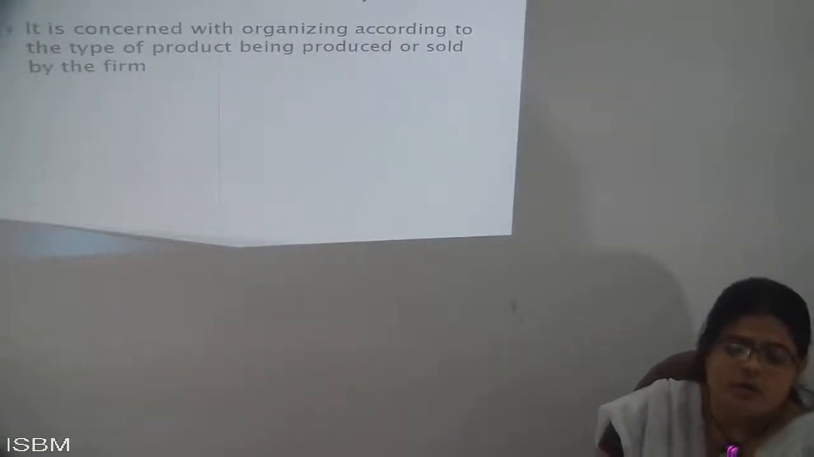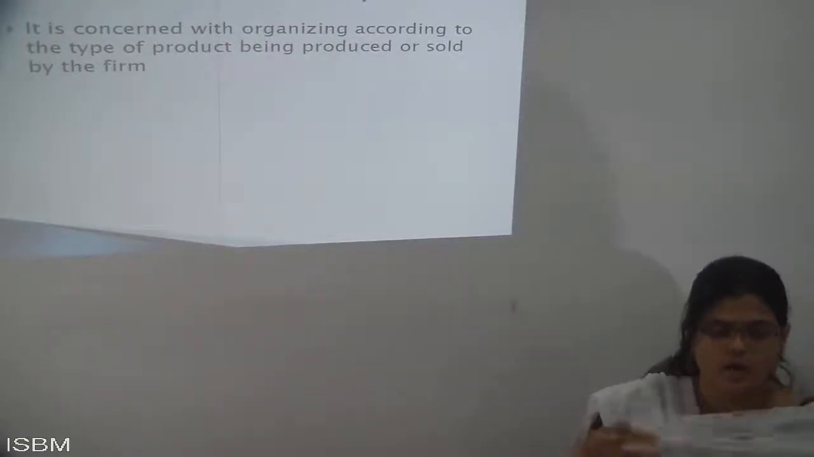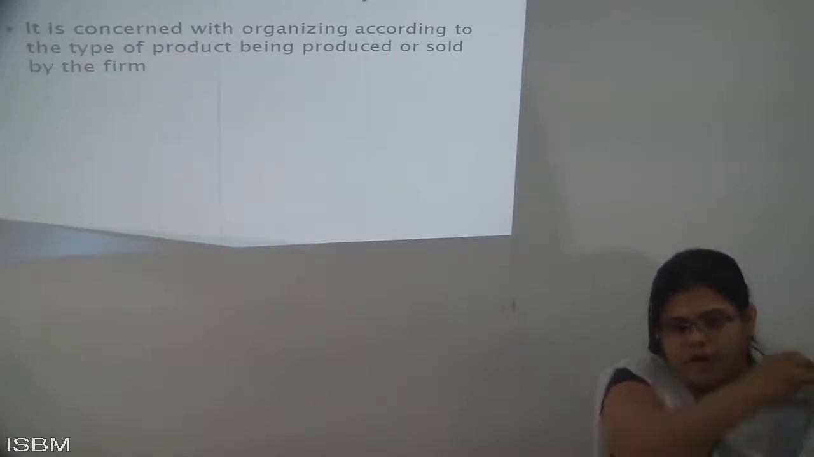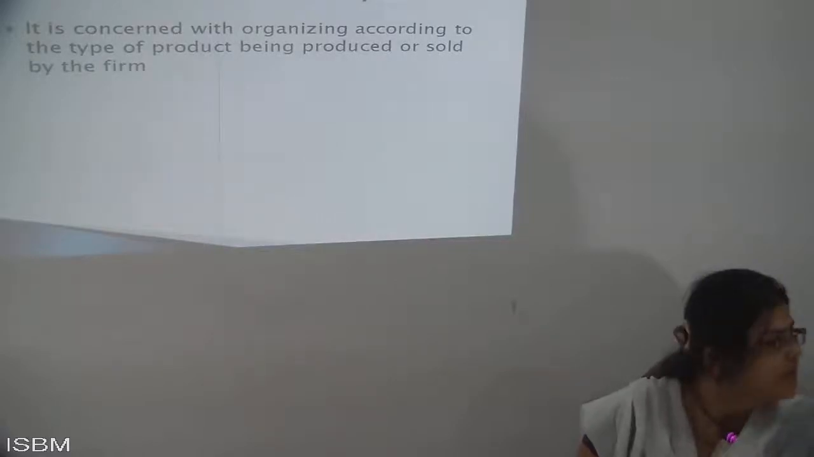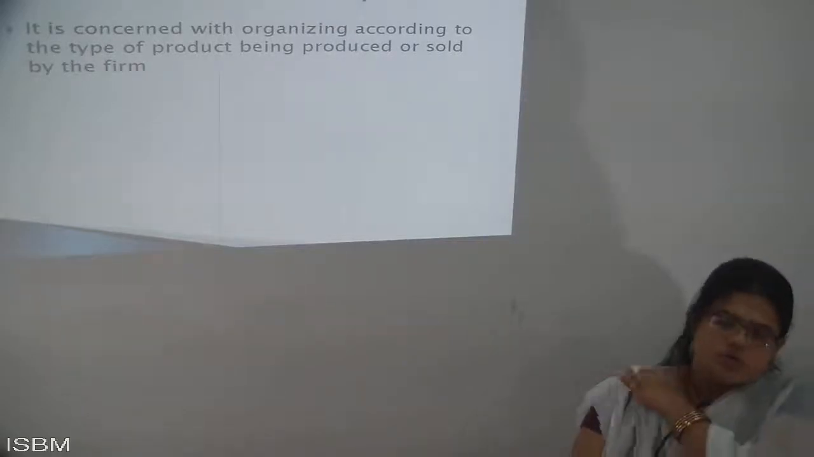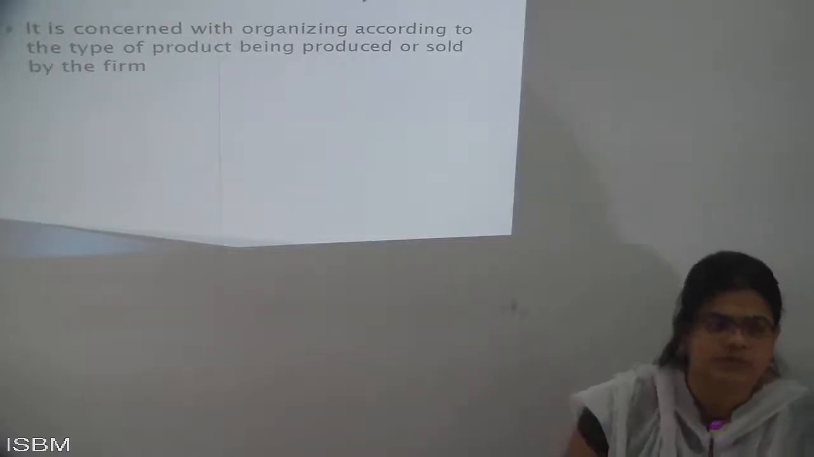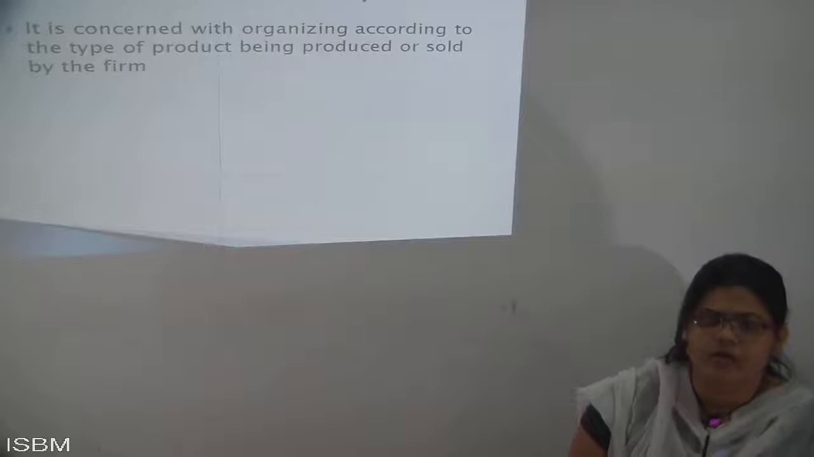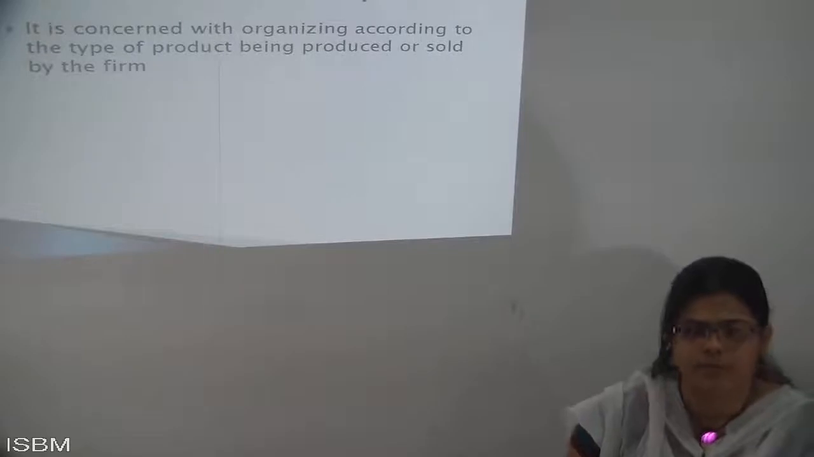Here the organization is developed around the product. The product is sent from one person to another across different departments, and everything is properly organized: how the firm produces the goods and how it sells the goods. This is the way the organizing is concerned with the types of product and how they are produced or sold.